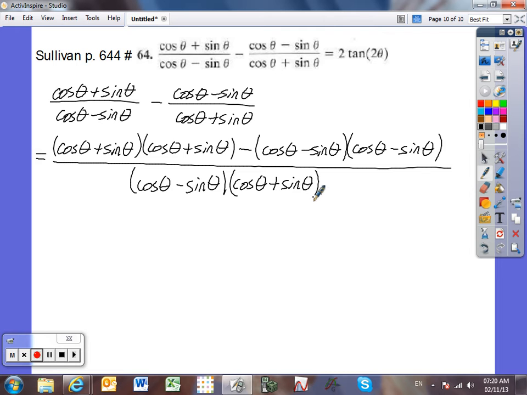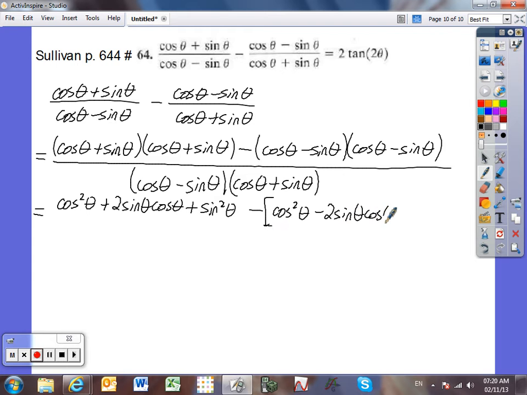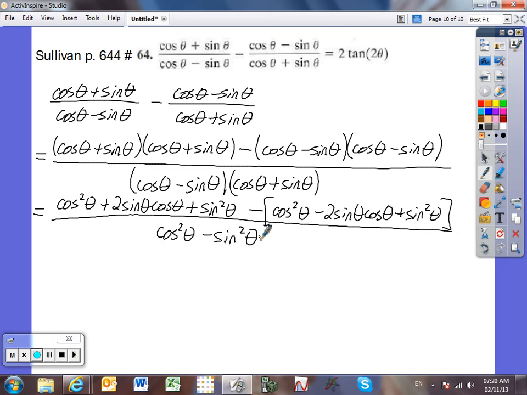Alright, let's do a little bit of expansion here. So in my numerator now, as I FOIL this out, I've got cosine squared plus 2 sine theta cosine theta plus sine squared. And then I'm subtracting. I'm going to leave the second expression in brackets to help me FOIL. I've got a cosine squared minus 2 sine theta cosine theta plus sine squared. All over that same denominator, which I guess I'll expand at this stage. Cosine squared minus sine squared, because it's a difference of squares, so the outer and the inner terms will cancel.